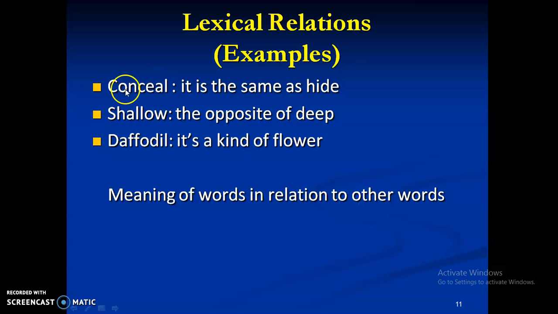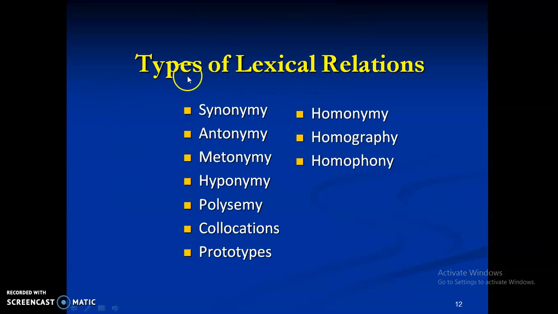An example is conceal. If we want to know the meaning of conceal, we are going to describe it as the same as hide. Shallow is the opposite of deep. Then daffodil, it's a kind of flower. So there are different ways, like this is synonymy, this is antonymy, and this is hyponymy. Let me talk about the lexical relations.